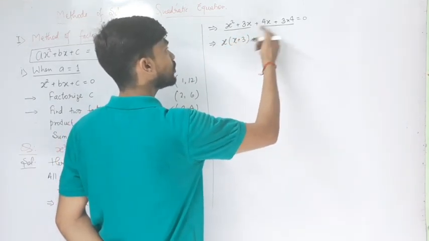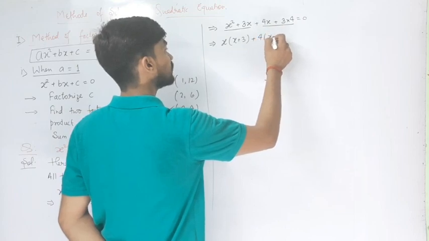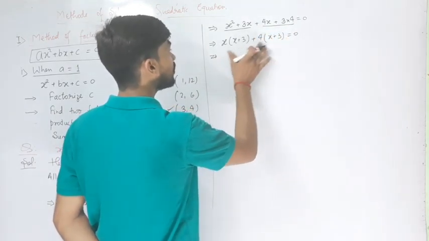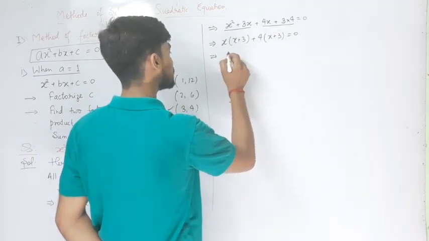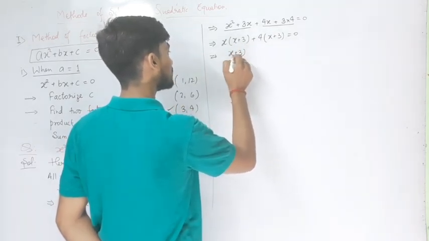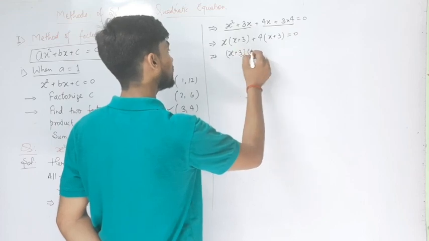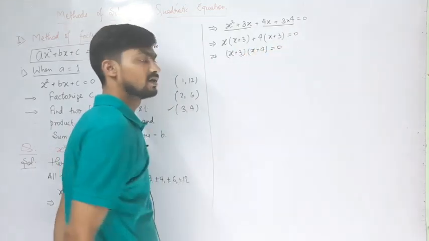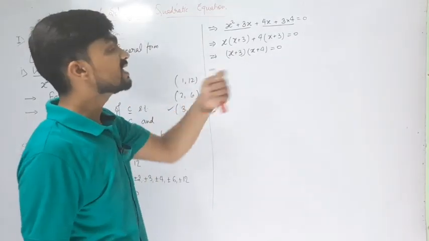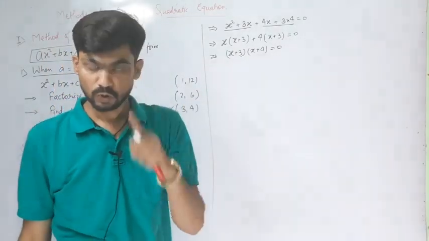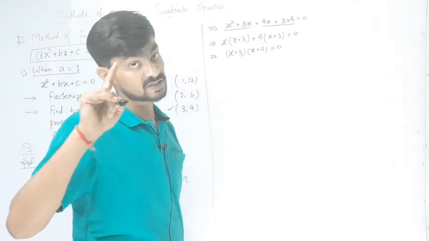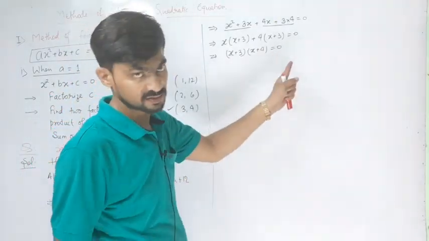Here you can see 4 is present in both. So 4 can be taken as common. Now, in both expressions you can see x plus 3 is present. What is remaining here? x plus 4. Now we got two linear factors. Do you know linear factors? Factors having their maximum power as 1 are called linear factors.